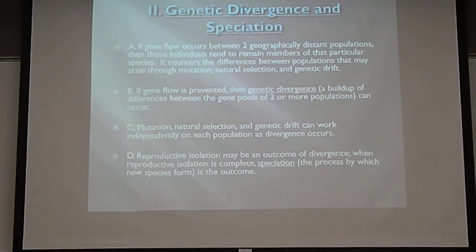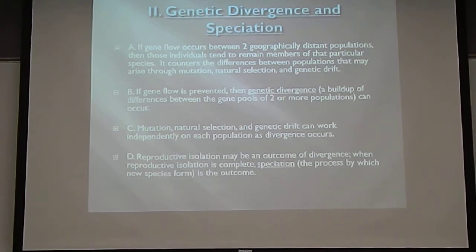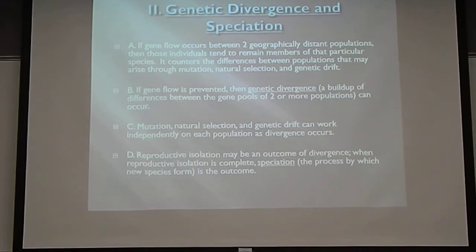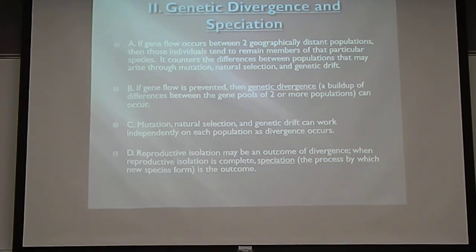There's this long period of time. You have gene flow prevented. Once gene flow is prevented, each of the gene pools from each of the populations gets mutation, natural selection, and genetic drift all working on them independently and causing divergence. And once divergence occurs over a certain amount of time, reproductive isolation occurs, and this causes each population to be its own separate species.